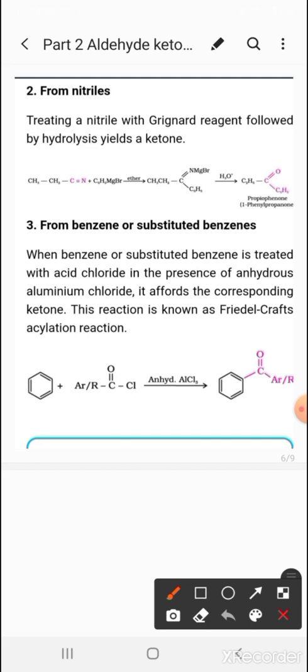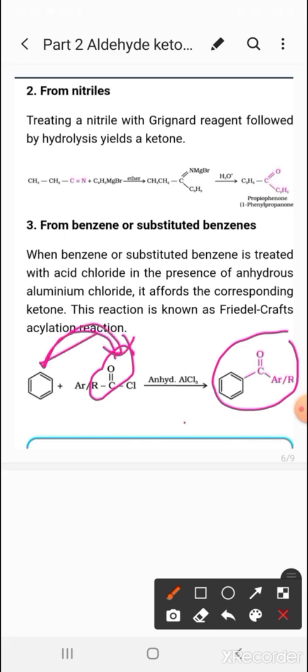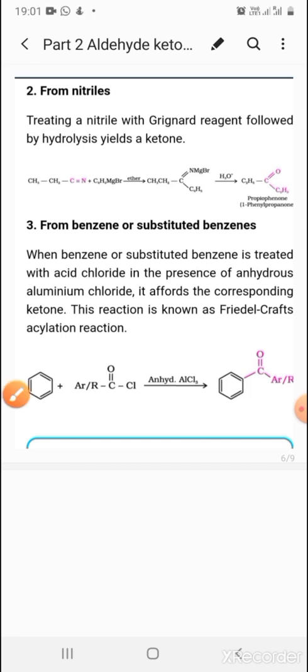So if you treat benzene with the acyl chloride or acid chloride compound in the presence of anhydrous AlCl3, this benzene will acquire the COR part. This will attach to this benzene, and it is giving you the ketone. So these are three methods by which we are preparing only ketones, and above we have studied the methods by which we can prepare only aldehydes, and by the above methods we can prepare aldehydes, ketones, both, fine, and these are very important.